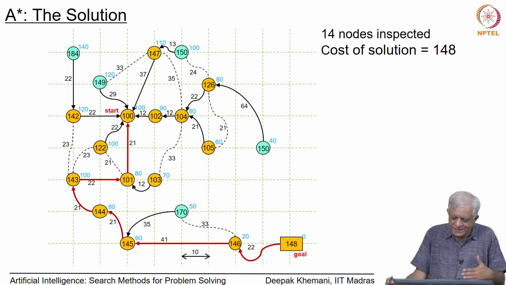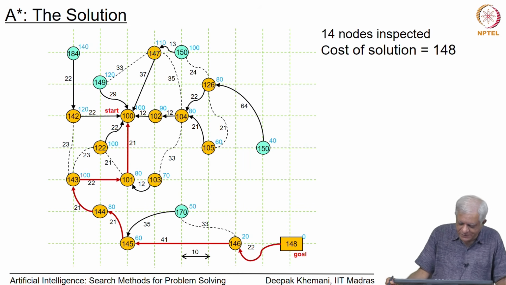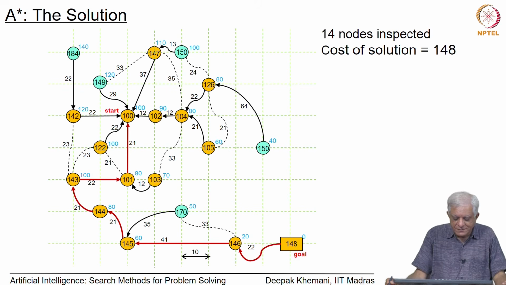It has inspected 14 nodes, all shown in this orange-brown color, much more than what best first search did. Best first search explored only 8 nodes, but it found a path of cost 195, if you remember, and if you go back to the slides, whereas A star has found a cost of 148, which is of course much better than that.